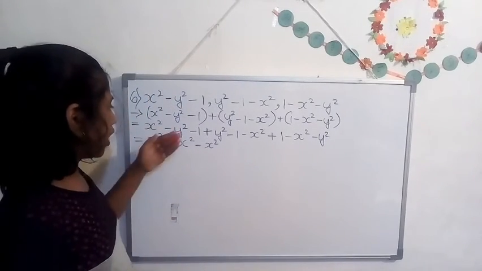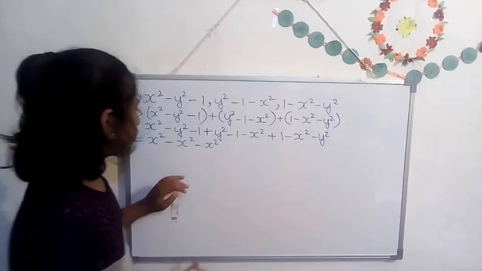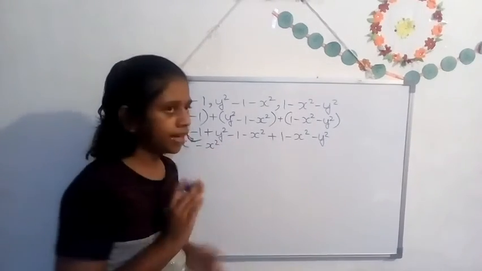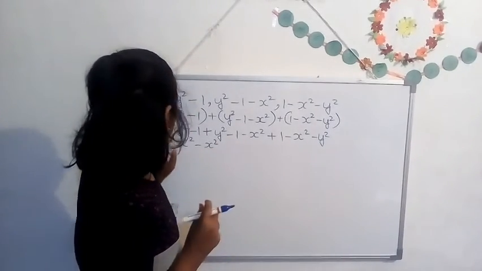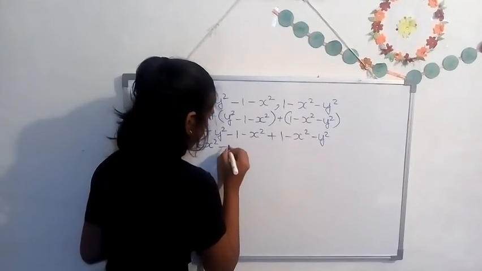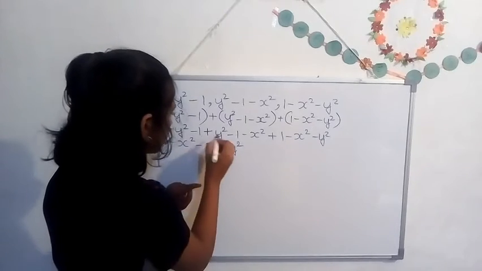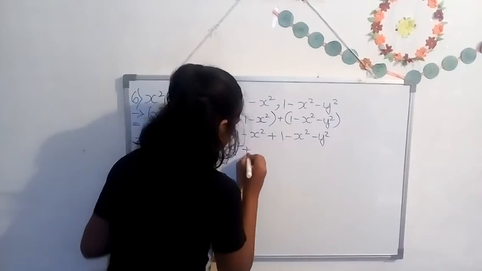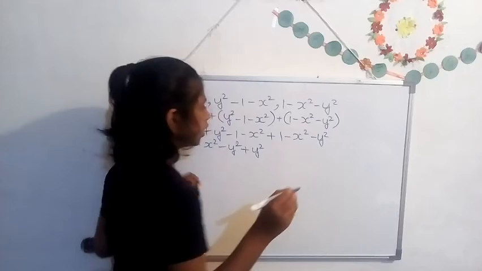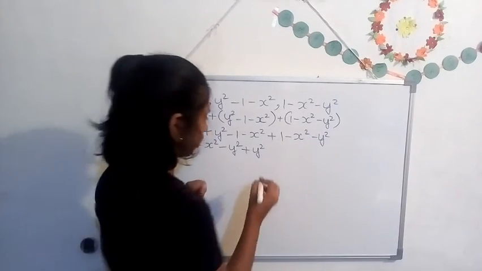So now I am going to take y square. The terms containing y square we should write now. So minus y square, and here plus y square, and minus y square.